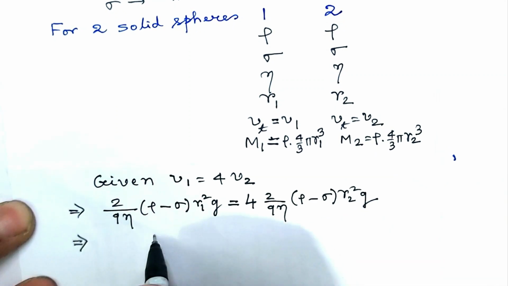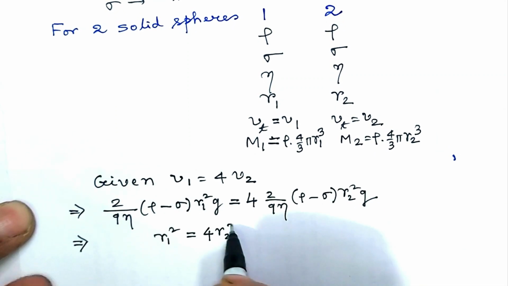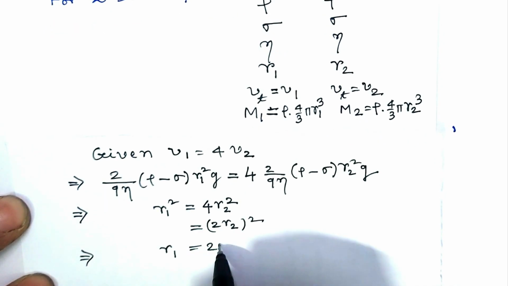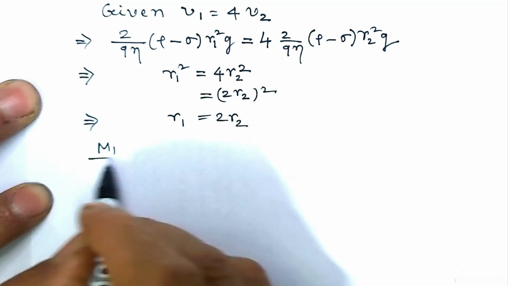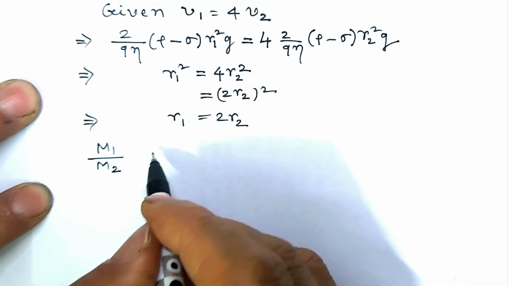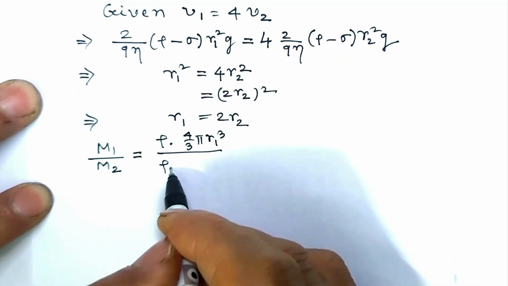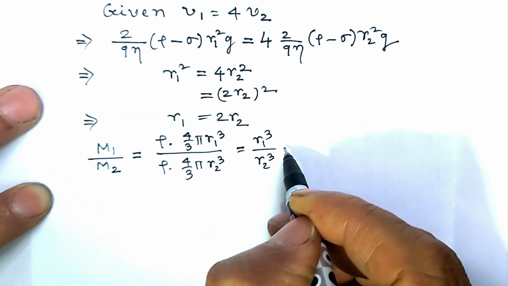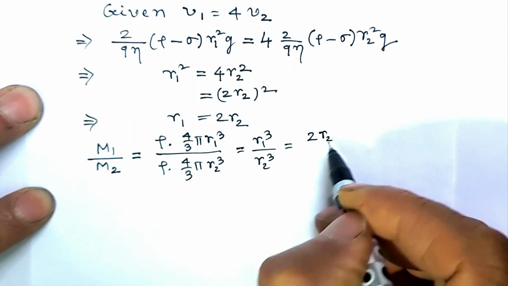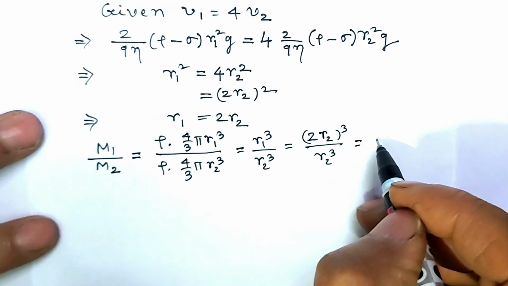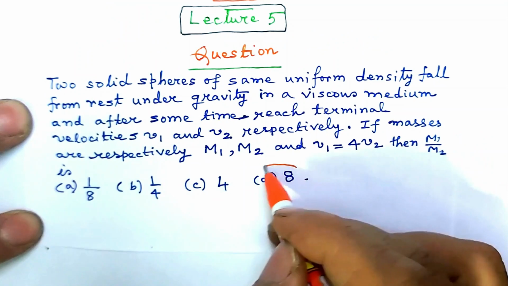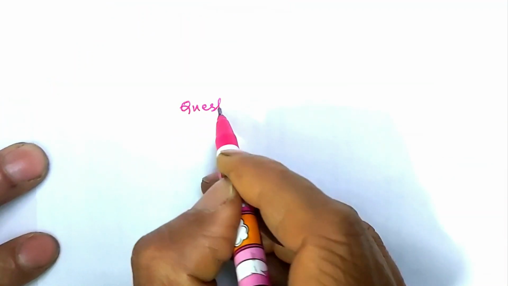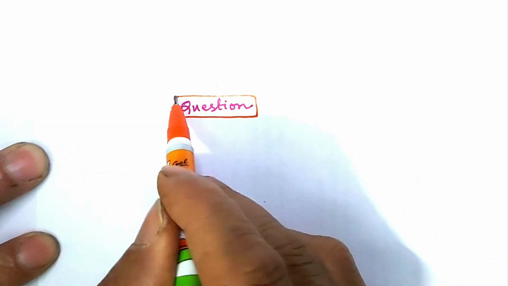or r1 square equal to 4 times r2 square. This leads to r1 equal to 2 times r2. Now consider the ratio m1 by m2. It is r1 cube by r2 cube. Putting r1 equal to twice r2, we have the ratio to be 8. So option D is correct. We switch over to the next problem.